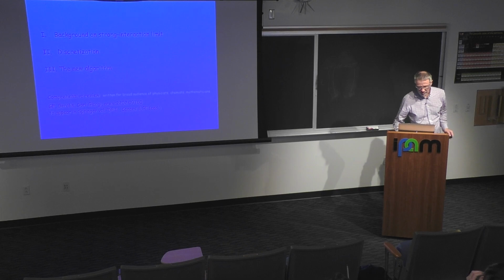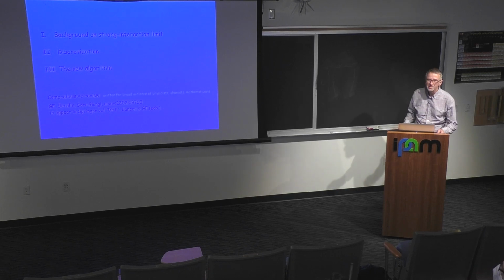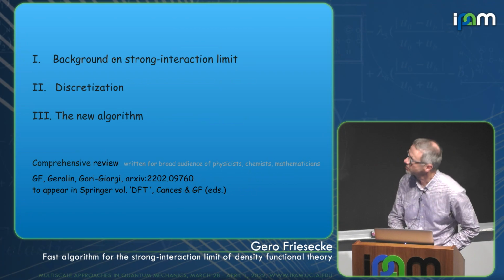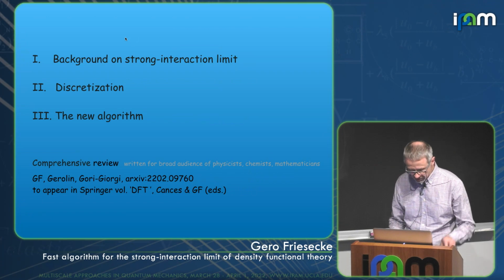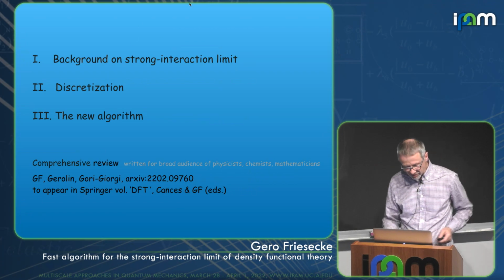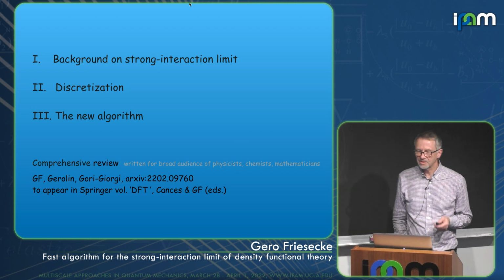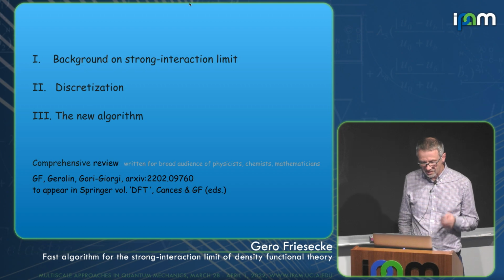Okay, so here we go. After this intro that hopefully gets you a little bit interested, I want to structure my talk in 3 parts. I do a bit of background on the strong interaction limit, then I talk about discretization, and then I present our algorithm.